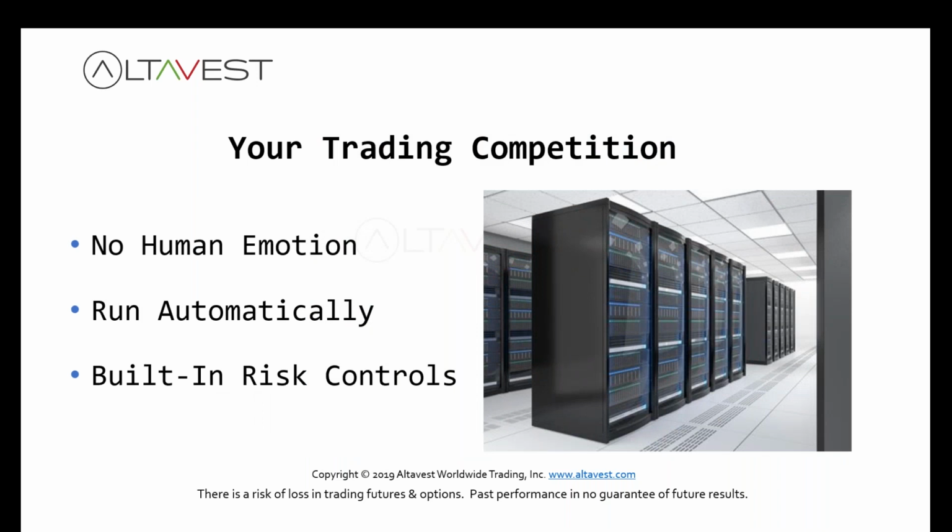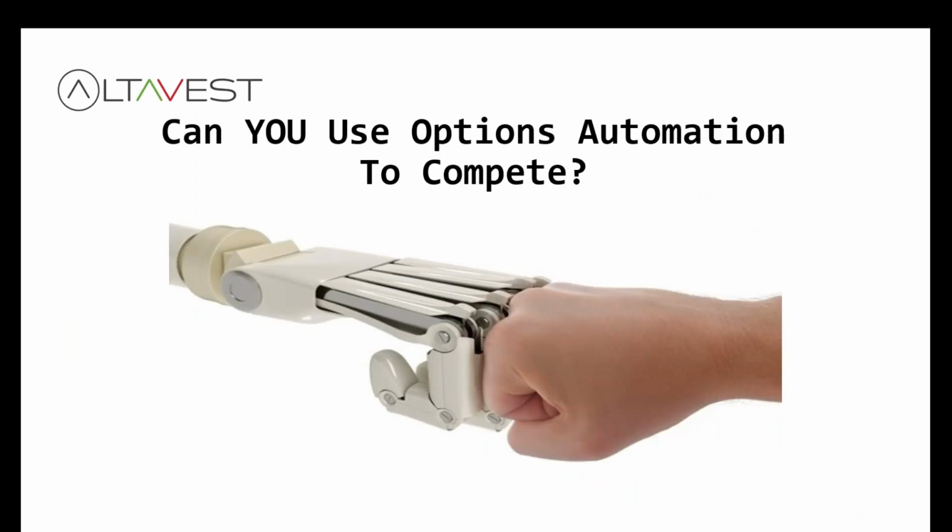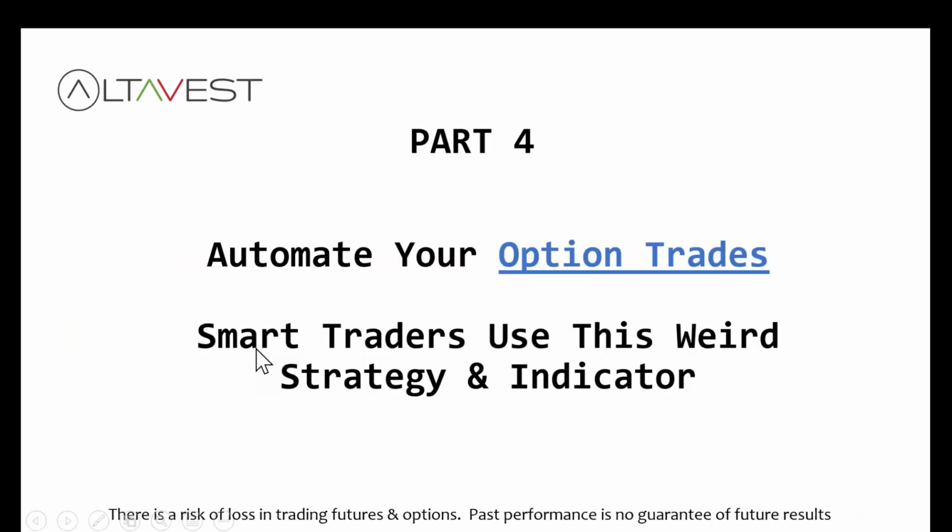Here's our competition now. This is the landscape we have to deal with. You're not really competing against others like yourself behind a monitor or app, placing orders. This is what you're competing with: automation, built-in risk and reward controls, no emotion. So we want to talk about options. How do we use options in that landscape? How do we compete? We want to automate our options trading as much as we can.